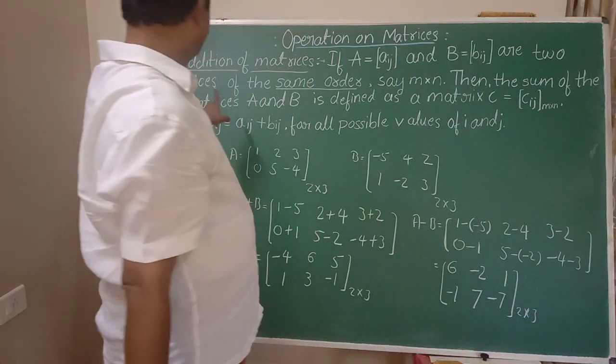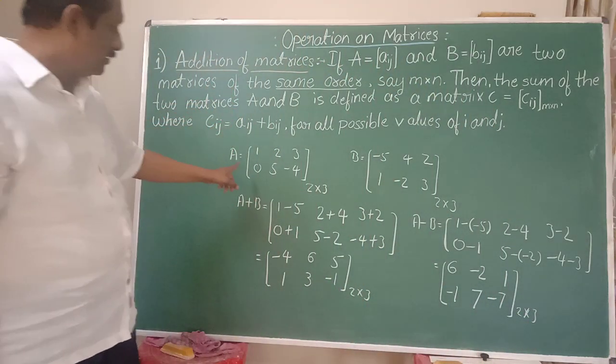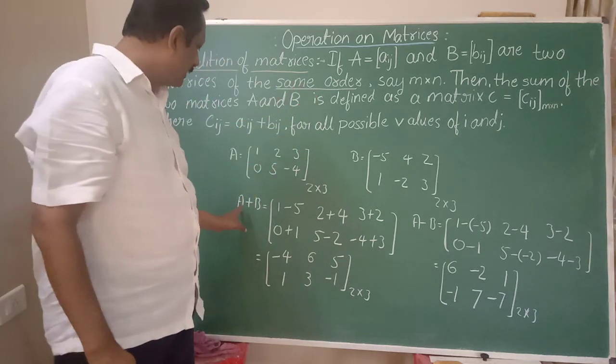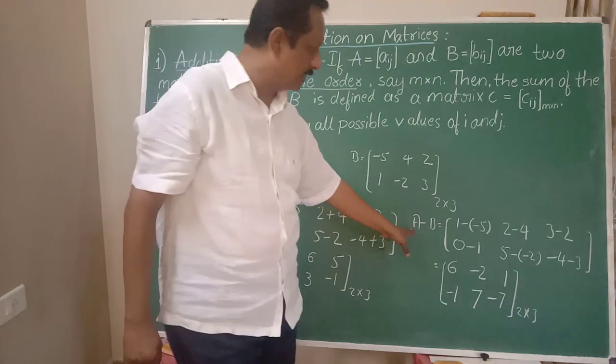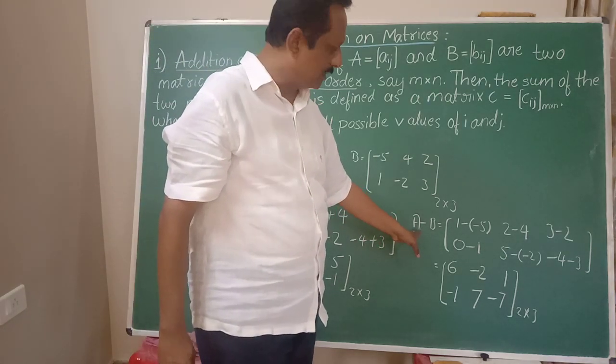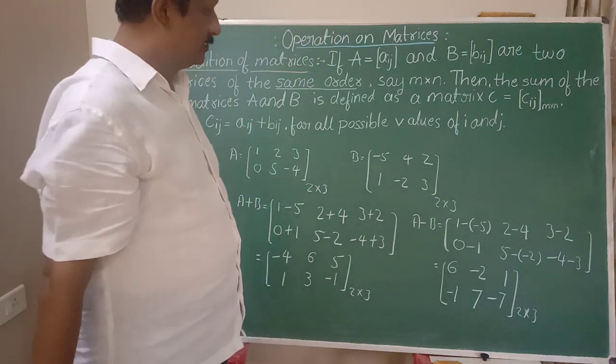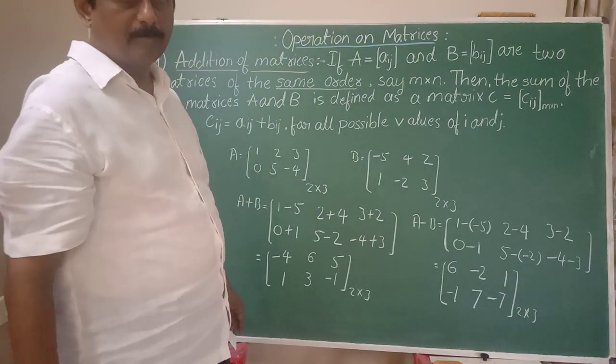Therefore, for both addition and subtraction, the order must be the same. A and B are having the same order. Then only you can add the matrices or you can subtract the matrices, and you will get one more matrix of the same order here. Okay, so these are examples here.